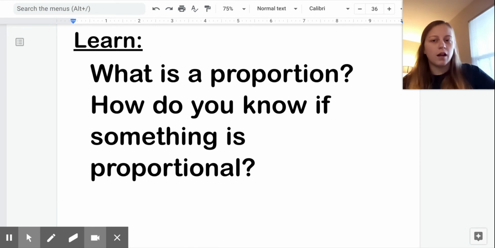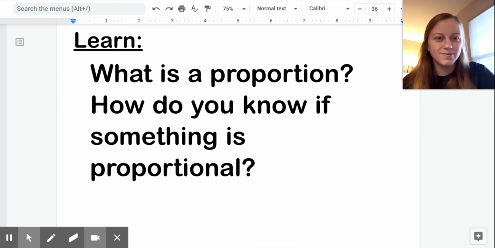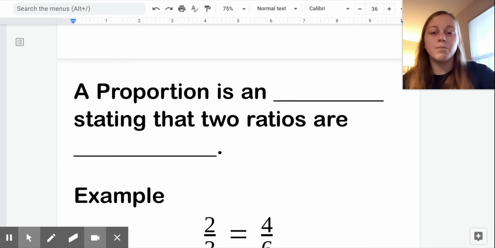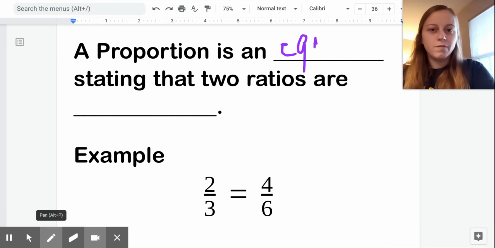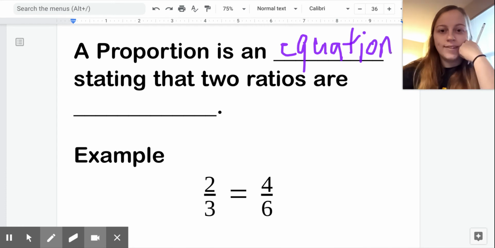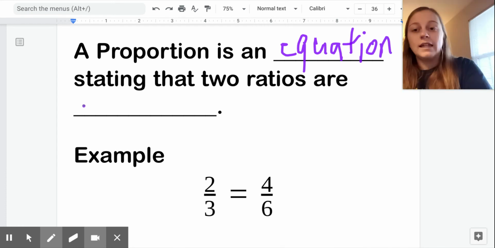First, let's talk about what is a proportion. How do you know if something is proportional to something else? Go ahead, talk with your table, see if you can answer these questions. All right, so a proportion is an equation stating that two ratios are equal.